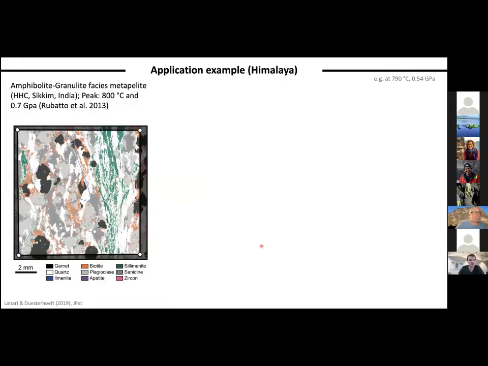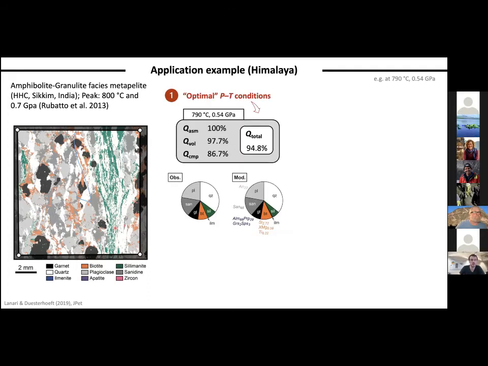So if we go to a natural example, this is an amphibolite to granulite facies metapelite from the Himalaya. Very simple mineral assemblage: garnet, biotite, feldspar plagioclase, and some sillimanite and quartz. If we map this sample, we take a domain, extract the local bulk composition, put that into Antidote, and say, okay, find the optimal PT condition. And you obtain something that is very close to the reference conditions obtained for this sample: 800 degrees, 0.5 GPa.